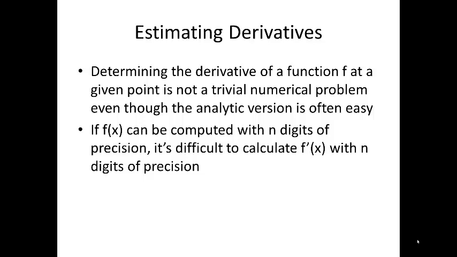If f can be computed with n digits of precision, it's often difficult to calculate f prime with n digits of precision from a numerical standpoint. The difficulty can be traced to the subtraction between quantities that are nearly equal, which we found in the past has given us trouble with errors. In this chapter, we'll look at several alternatives for numerical calculations of first and second order derivatives. Let's begin with the obvious method.